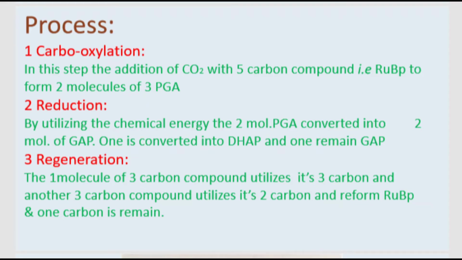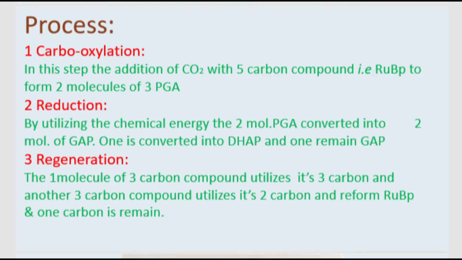Now the reduction. By utilization of chemical energy, one molecule of PGA, phosphoglyceric acid, forms glyceraldehyde phosphate, an isomer of PGA, and the other molecule is dihydroxyacetone phosphate. It's also another 3-carbon compound which is an isomer of PGA. One ribulose 1,5-bisphosphate combined with another carbon dioxide forms a 6-carbon compound, which splits into two molecules of 3-carbon compounds, and they form GAP and DAP.